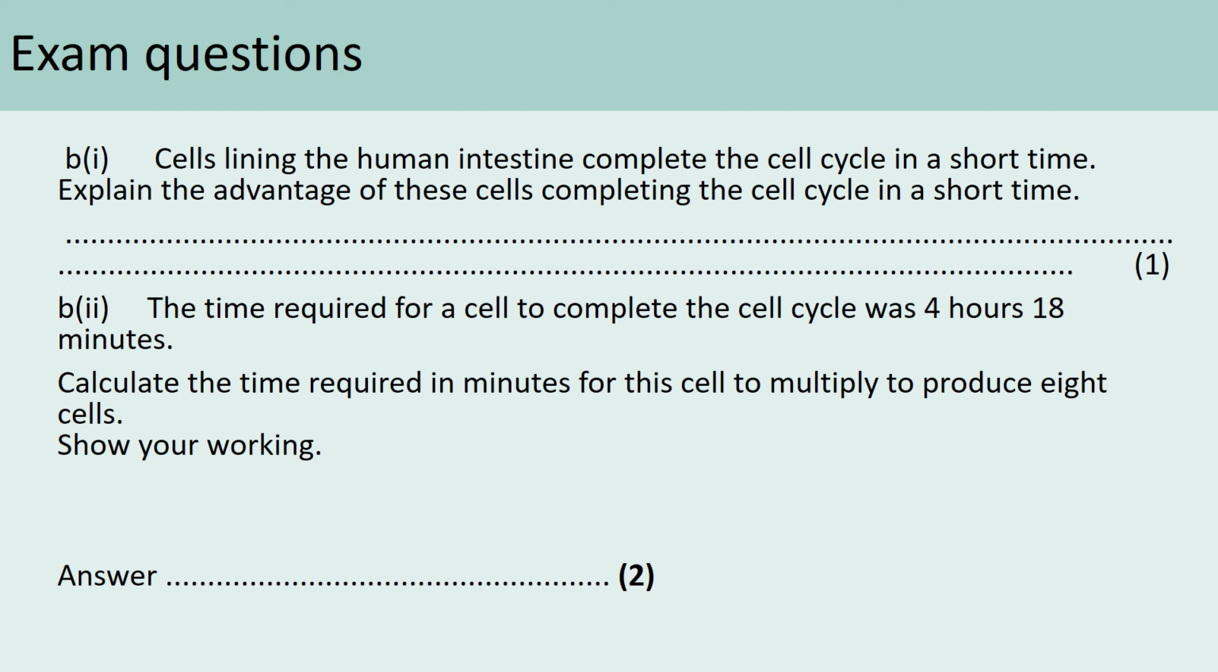The second one is more mathematical. The time required for a cell to complete the cell cycle was 4 hours, 18 minutes. Calculate the time required in minutes for this cell to multiply to produce 8 cells. First of all, you're going to have to work out how many divisions that is. Then you're going to have to do that conversion of hours into minutes, and then find a total. You will require a calculator for that. So if you could pause the video, have a go at answering those questions, and we'll look at the answers shortly.